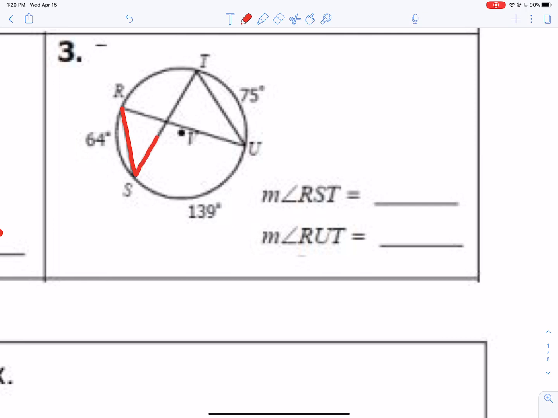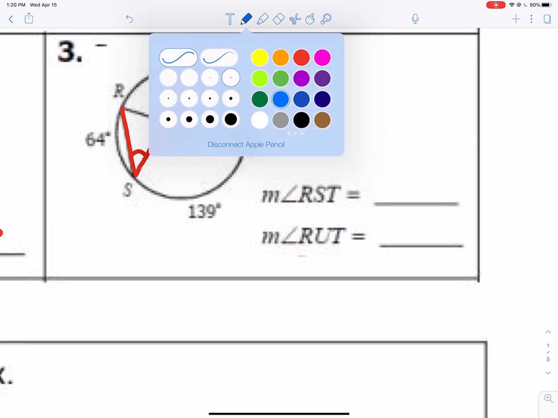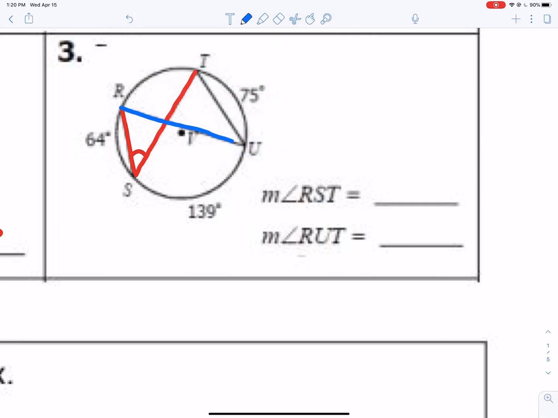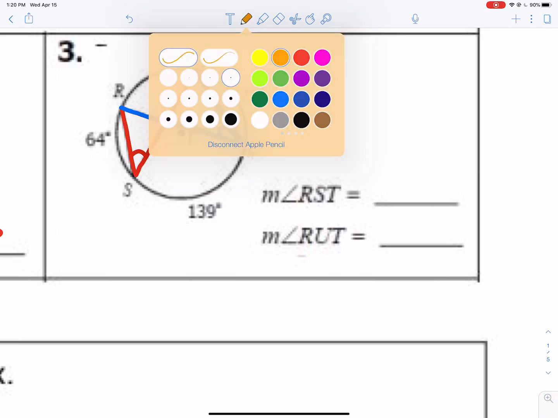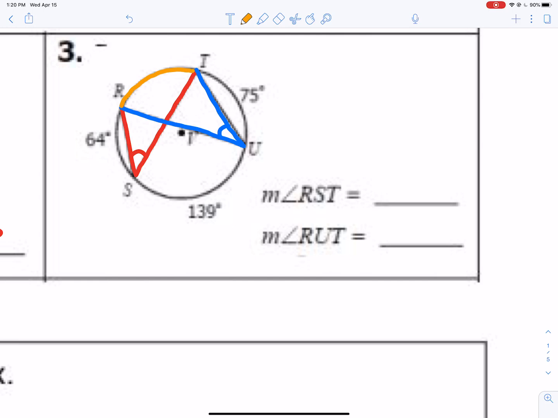All right, number 3, we want to find the measure of angle RST. Angle RST is right there. And the measure of angle RUT is right there. Notice both of those angles are intercepting the same arc, which is arc RT. So we know those angles are equal to one another. We just have to figure out the measure of that arc. And then we're going to need to divide it by 2 to get the measure of those angles.